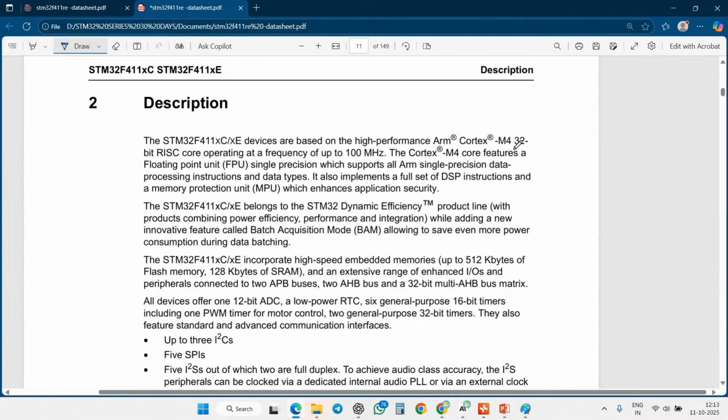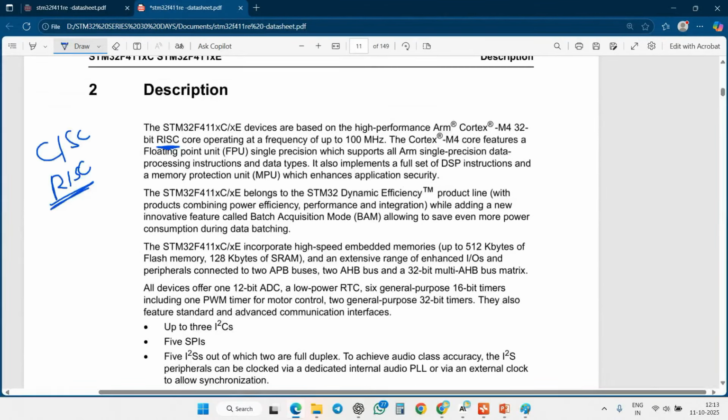If you just see the description, it has a 32-bit processor. It is a RISC-based architecture, guys. Keep it in mind. Two types are there: one is RISC and the other is CISC. RISC is a reduced instruction set. The PPT and everything comes under the membership only, guys. We'll discuss it at the end of this slide.